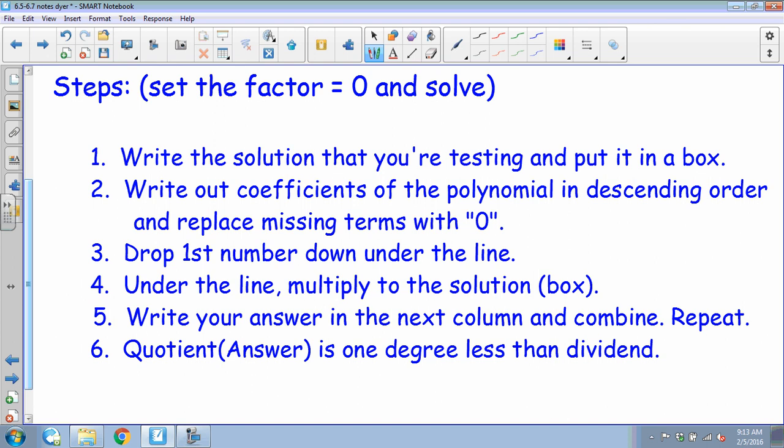The quotient, your answer in a division problem, is always 1 degree less than your original polynomial. Okay, so we're going to add back in our variables, and then we'll be done. And I know this makes no sense right now, but in a minute, it will.